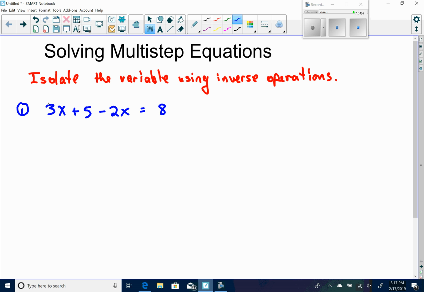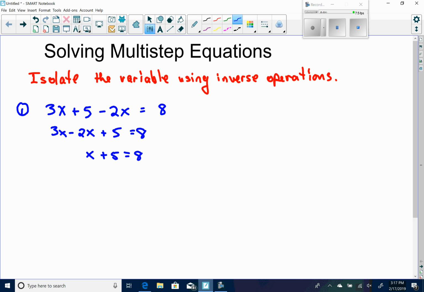You could think of this as we could reorder these terms so that we could see them next to each other. So one way I could think of this is saying 3x minus 2x plus 5 equals 8. Now that allows me to see the variable terms next to each other. These are like terms. I can combine them by saying 3x minus 2x. Well, that would just give me a 1x plus 5 is equal to 8.